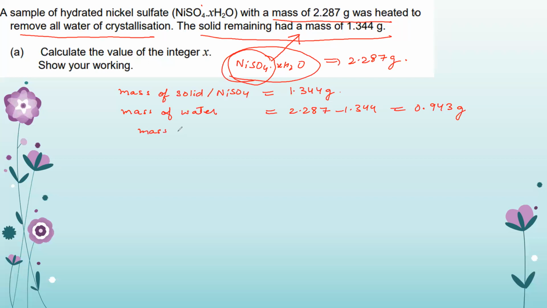Pause the video and calculate the mass of nickel sulfate. Molecular mass of nickel sulfate would be 154.8 gram per mole. And similarly, molecular mass of water is 18 gram per mole. Okay, let us find the moles. Now, moles of nickel sulfate.